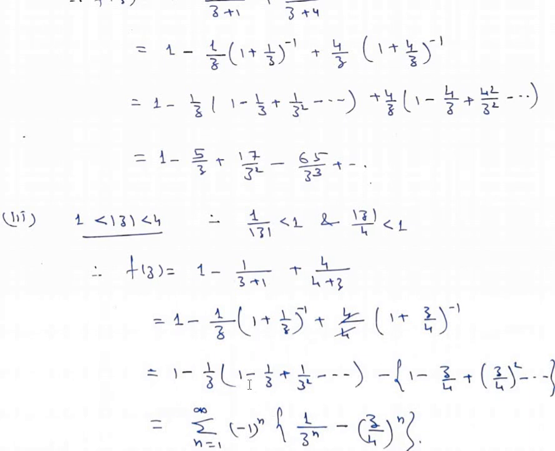Now expanding it, we get 1 minus 1 upon z plus 1 upon z square and so on. Similarly from here we have 1 minus z upon 4 plus (z upon 4) whole square and so on. Now this can be written as sigma n equal to 1 to infinity (minus 1) to the power n into (1 upon z to the power n minus (z upon 4) to the power n).